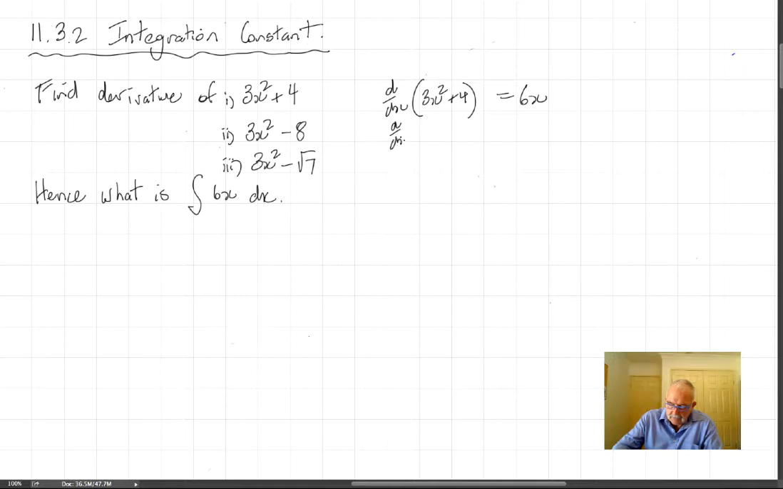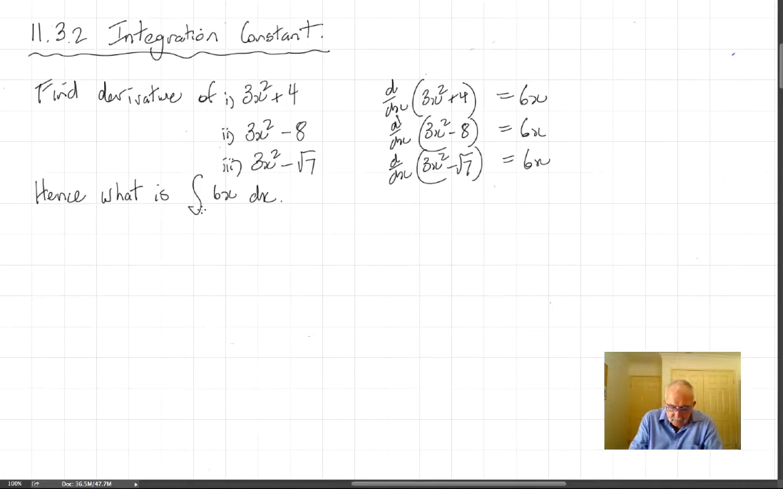Derivative with respect to x of 3x squared minus 8 is equal to, once again, the derivative of 3x squared is 6x, and the derivative of this constant, even if it's negative, is still 0. So we just get 6x. Derivative with respect to x of 3x squared minus root 7: we've already seen the derivative of 3x squared is 6x, and the derivative of any constant is 0.